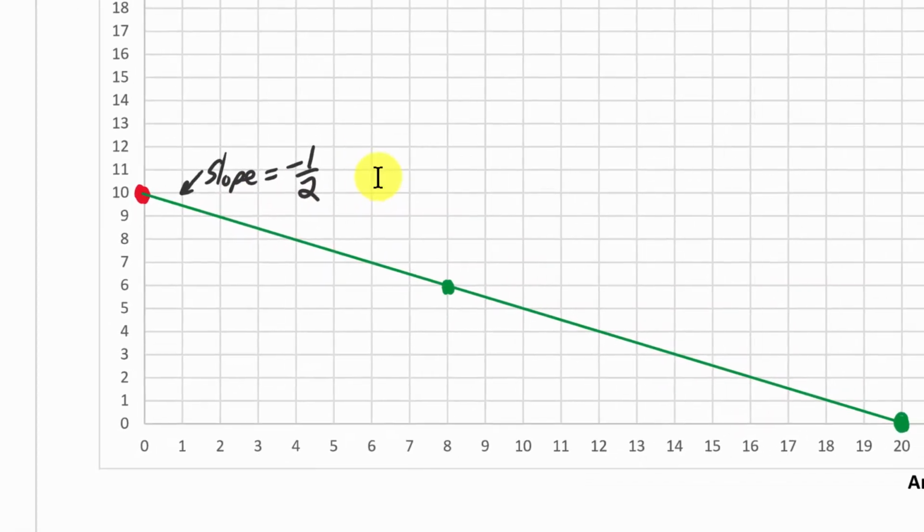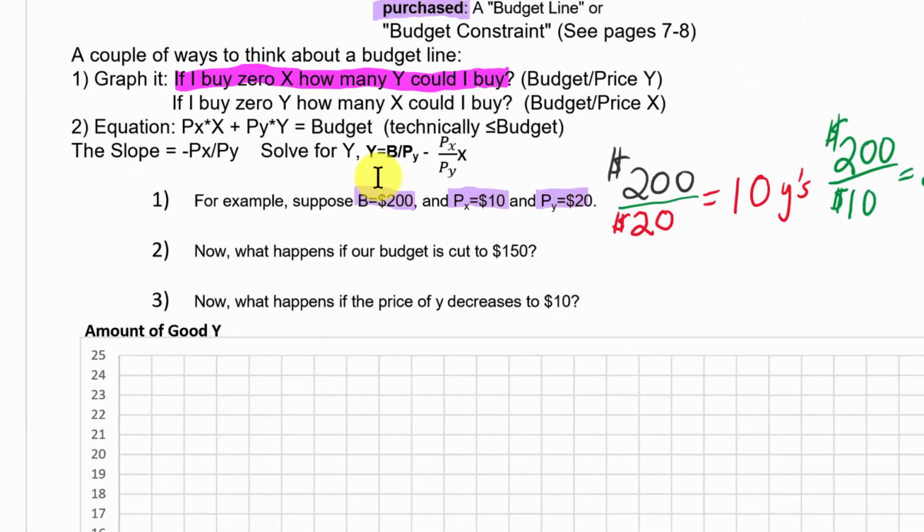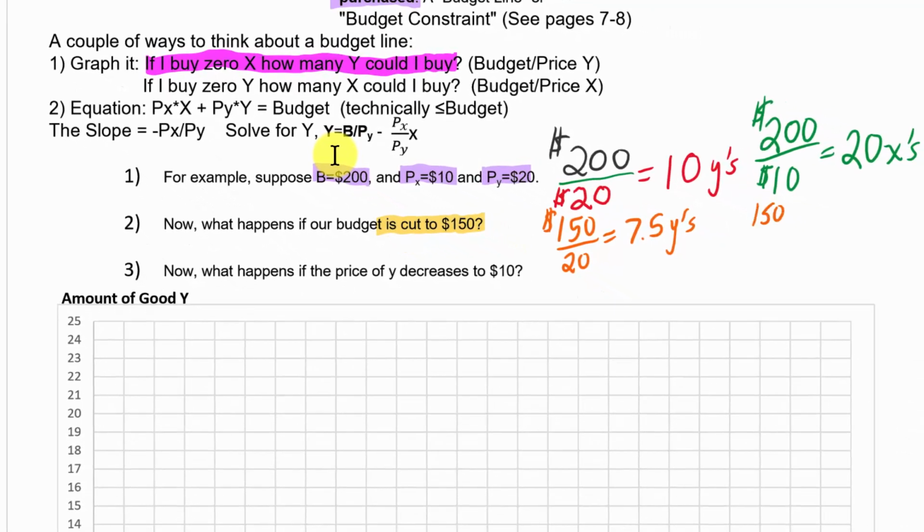Okay, let's graph a couple more budget lines to make sure we have the idea here real quickly. Suppose that our budget was cut to $150. Now we're just going to do exactly the same calculations, except we're going to take our $150 and divide that by 20, and we're going to get 7.5. And that's how many y's we could afford if we spent all $150 on y's. And 150 divided by 10 says we could buy 15 x's if we spent all of that money on x's.